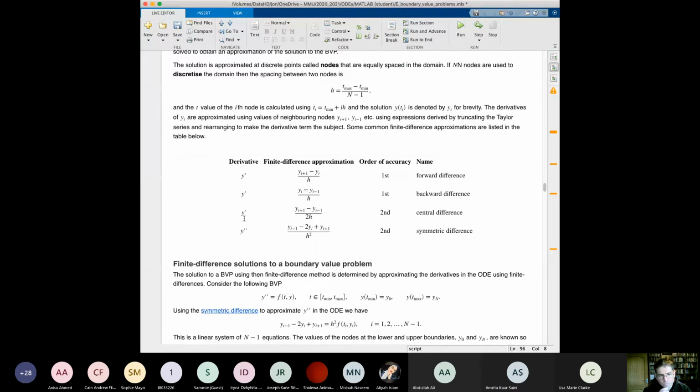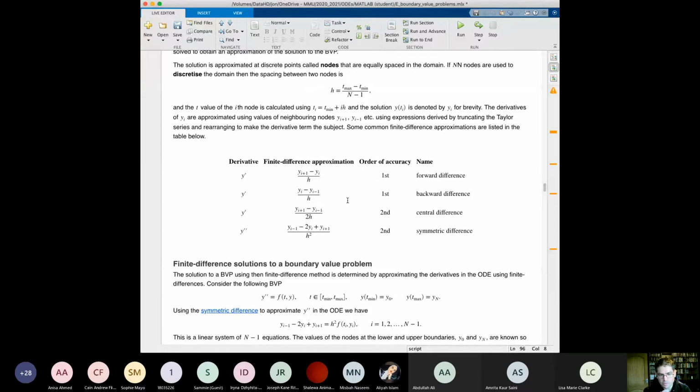Here we've got a table. If we wanted to approximate a first order derivative, we have what's called a forward difference. These are just derived using the Taylor series. A forward difference is a first order accurate approximation of y dash. You take y_i as your current value, and y_{i+1} is your value of y one step's time forward. So the forward difference is y_{i+1} minus the current value, over h, and we've also got a similar backward difference.